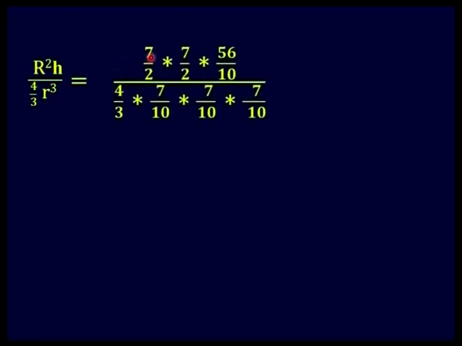Radius R is 7/2, R square means 7/2 into 7/2. The height of the cylinder is 56/10, 4/3 as it is, and r cube means the radius of the spherical marble 7/10, multiplied 3 times. Children, here there is no need to calculate the division. I explain in a simple way, just follow the method. Transpose the denominator terms into numerators. While transposing the terms, we have to write the reciprocals of the denominator terms.